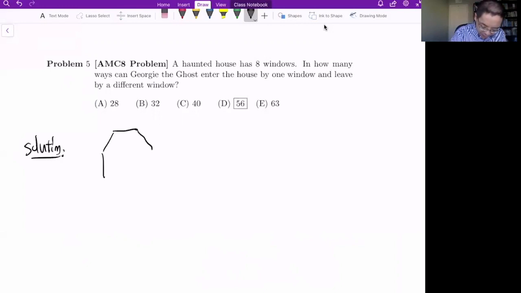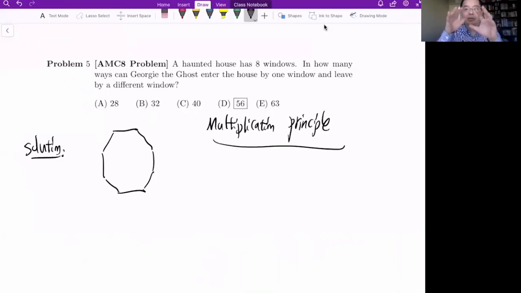So here we have 8 windows. This is the multiplication principle, as it says in the hint. As we said before, the multiplication principle says, if the mission has several steps, and you have multiple choices for each step, then the total number of ways you can finish the mission is the product. So here we have 2 steps. Step 1 is to choose the entering window.